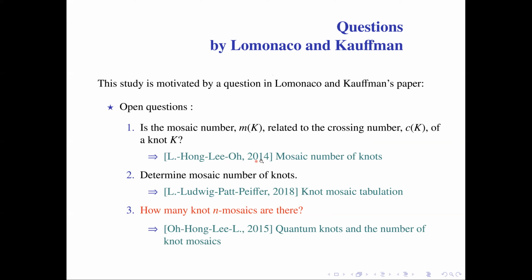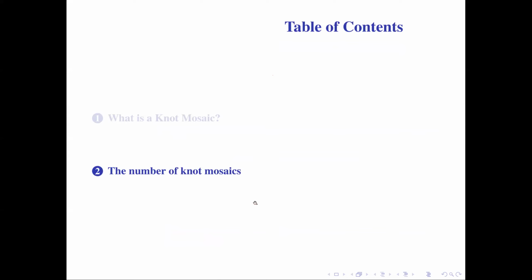In 2014, we found a relation, and in 2018, we determined the mosaic number of all prime knots with up to 8 crossings. Next, they asked how many knot n-mosaics there are. So this study is inspired by this question. Let's turn to the second part of this talk.